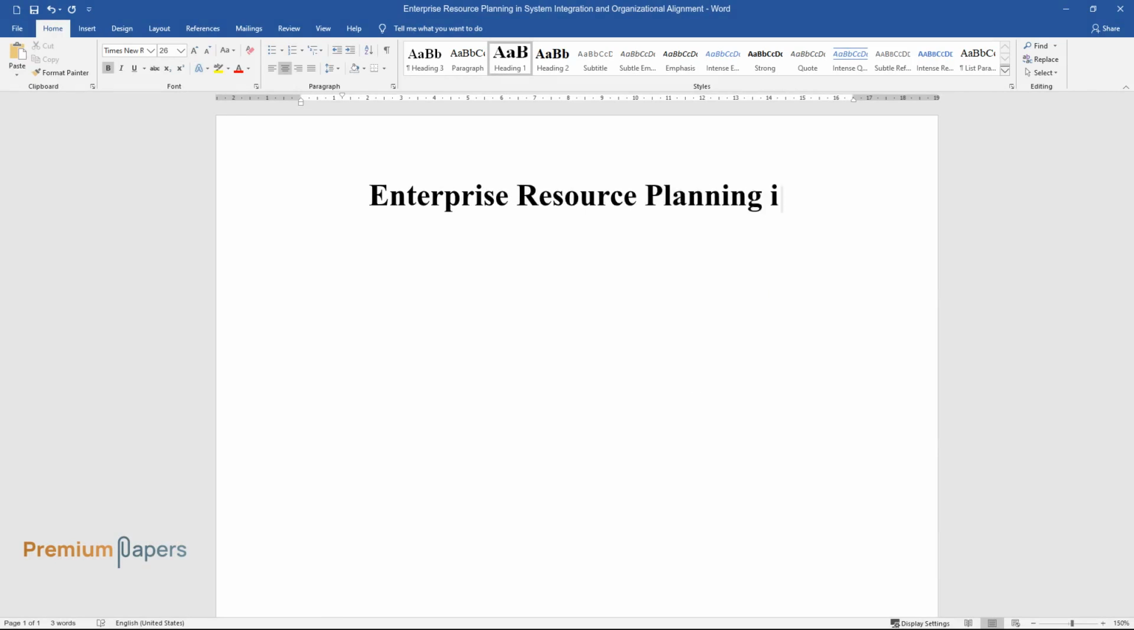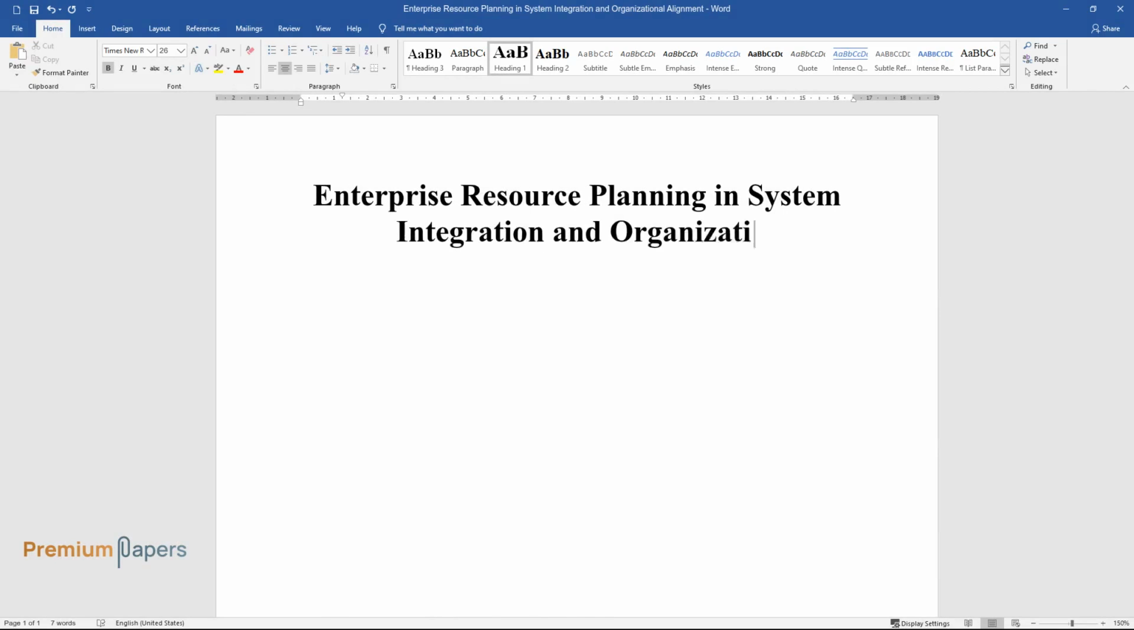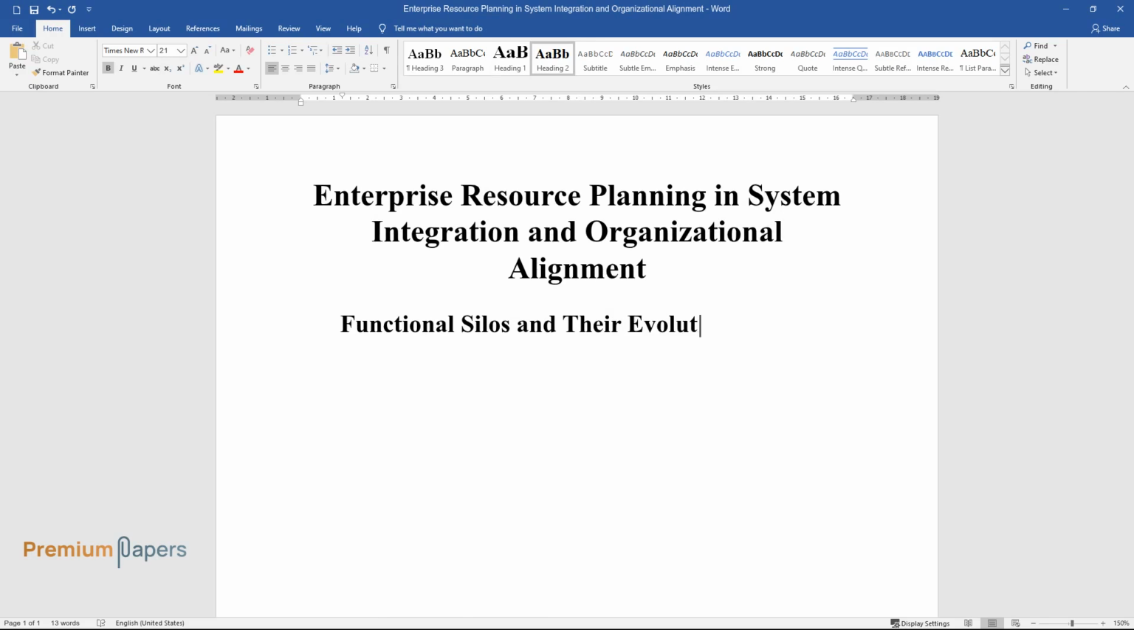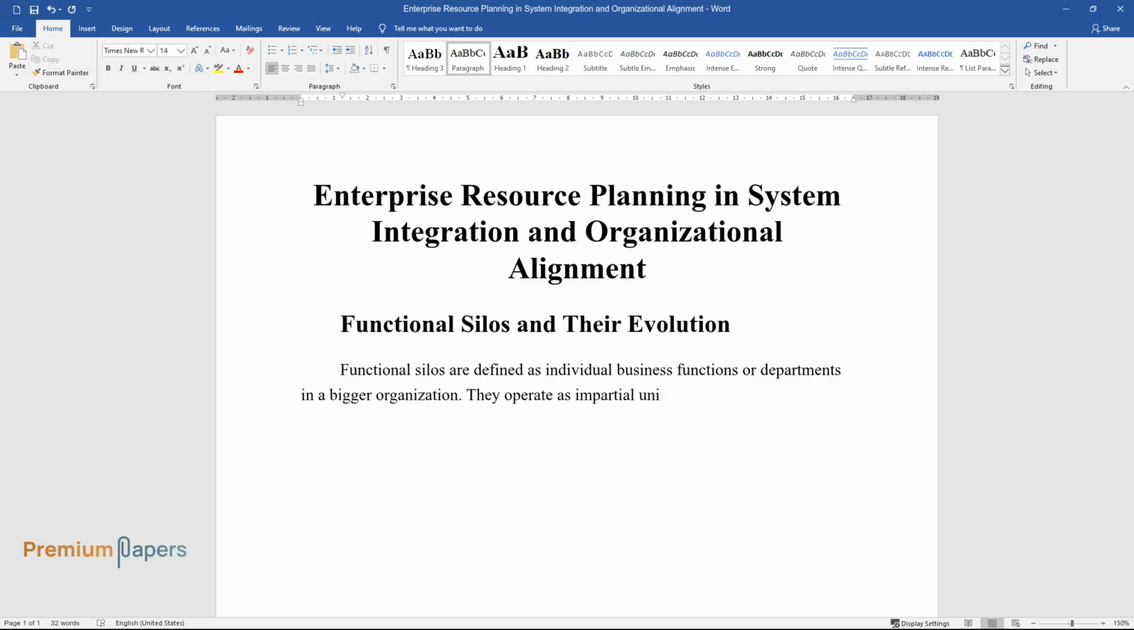Enterprise resource planning and system integration and organizational alignment. Functional silos and their evolution. Functional silos are defined as individual business functions or departments in a bigger organization. They operate as impartial units whose strategies and work plans run parallel to the bigger business functions.